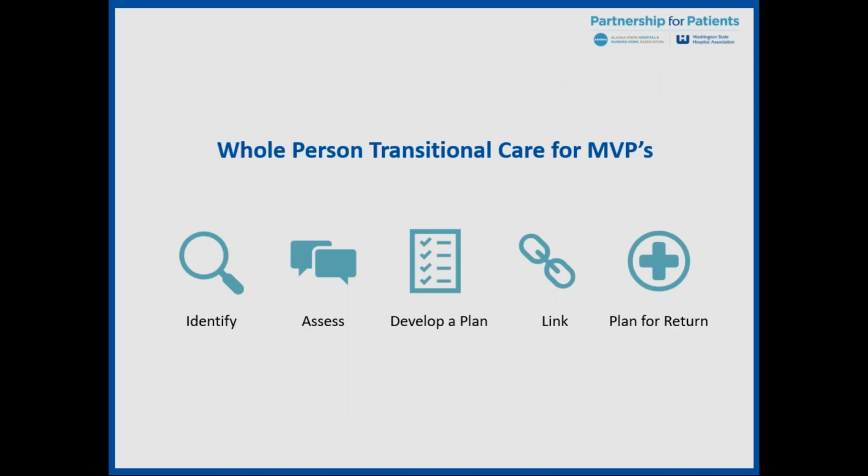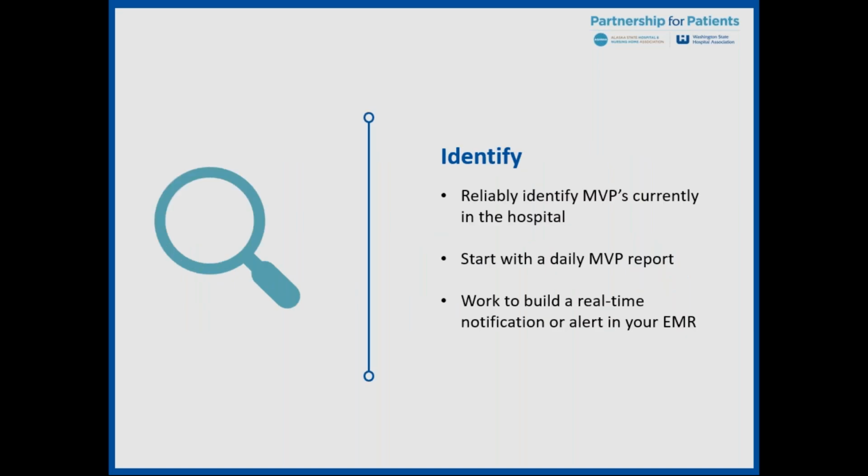So I just want to go over at a high level the implementation steps of implementing whole person transitional care specifically for the MVP population. So the first step is to identify that you have an MVP in your hospital. And that sounds like it's a really easy thing to do, but it's really actually not.